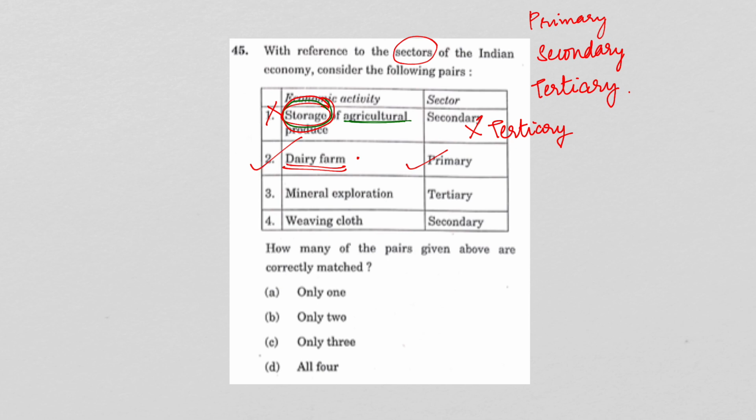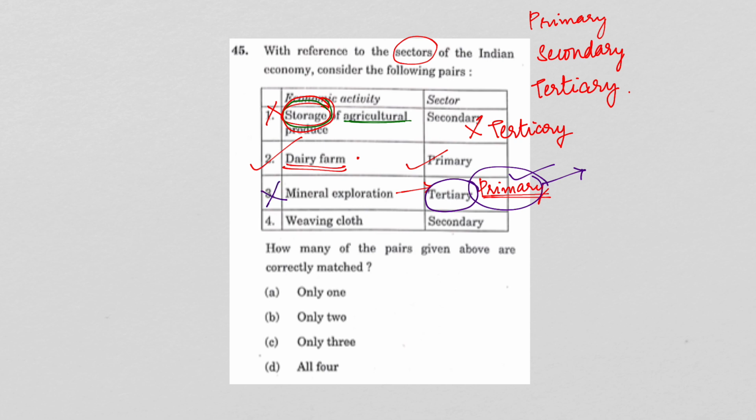Third is mineral exploration. We know that mineral exploration, mining and all these are under primary sector. Now again here, if UPSC would have asked it as secondary sector, you might have got confused here, at least many of you. Why? Because mineral exploration and all that, you might think that it's industrial or manufacturing sector or something like that. But see what is the definition for primary sector. It is any economic activity that is directly related to the natural resources. So it falls under primary sector. So this option again is wrong.